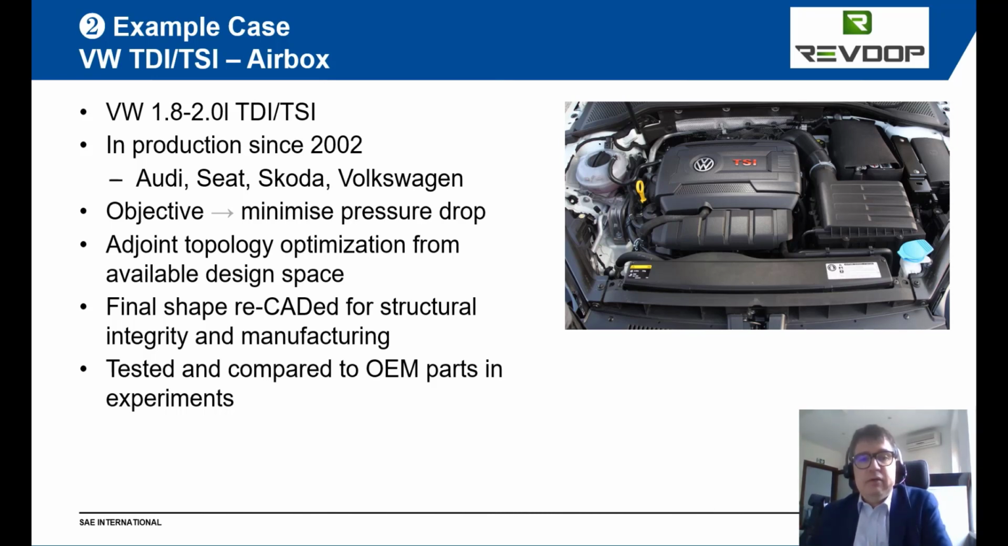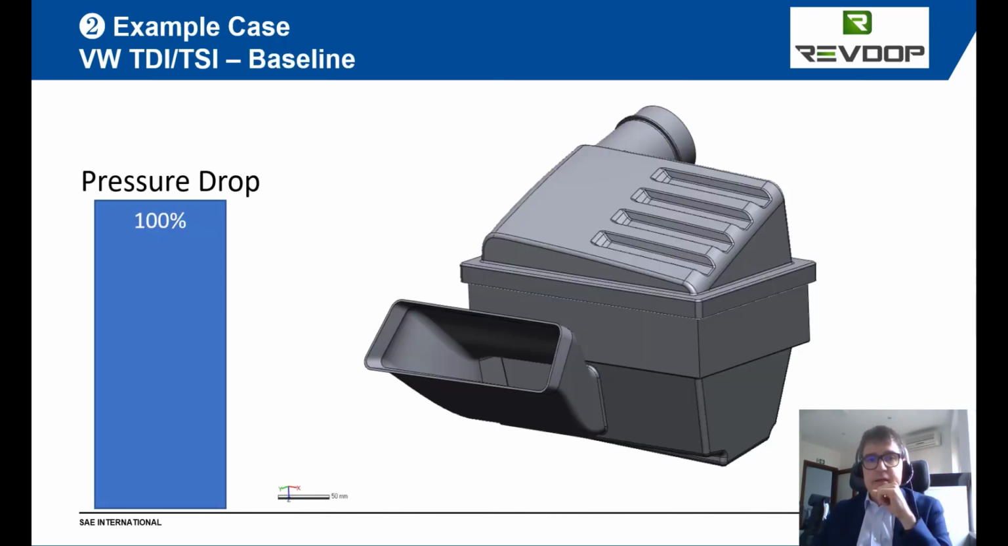So we started from the available design space, from the original design, and we got the optimal surface, which we moved back to the CAD in order to make some minor modifications for structural integrity and manufacturing. At the end of the process, we tested and compared the results to the OEM part, which was provided as a baseline design. So this is how the original design looks. This is the CAD, and in terms of pressure drop, we normalize to 100%. This is how much we get in terms of pressure losses as a reference.